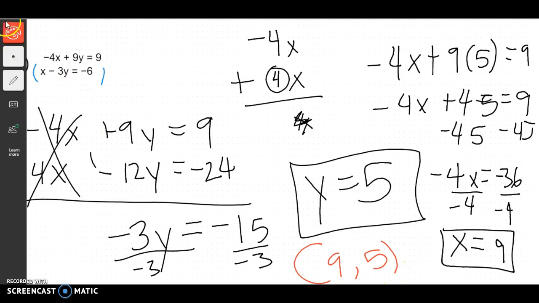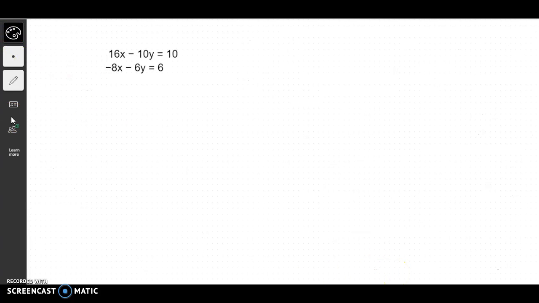Let's try one last example. Again, in this example, we wouldn't be able to add these two things together because when we add them together, they don't cancel anything. I would still have x's left over. So how can we eliminate 16, -8? What would I need to do to -8 so that these two things will eliminate? I want you to figure out what number times -8 will make these two things eliminate.